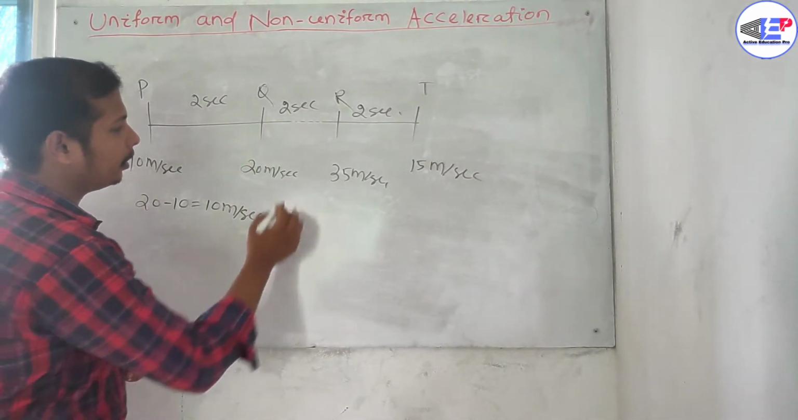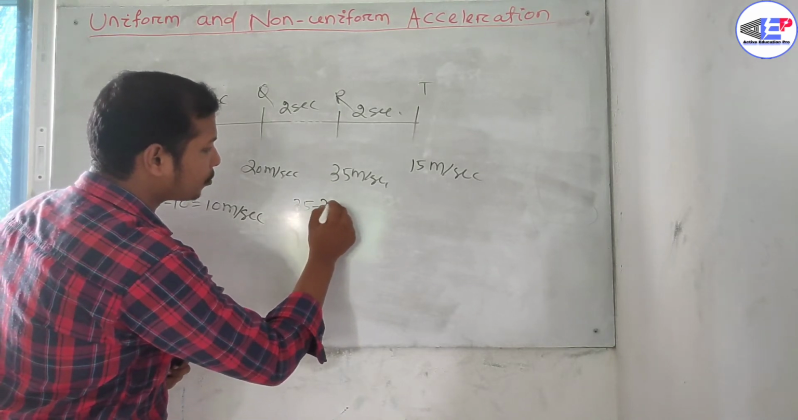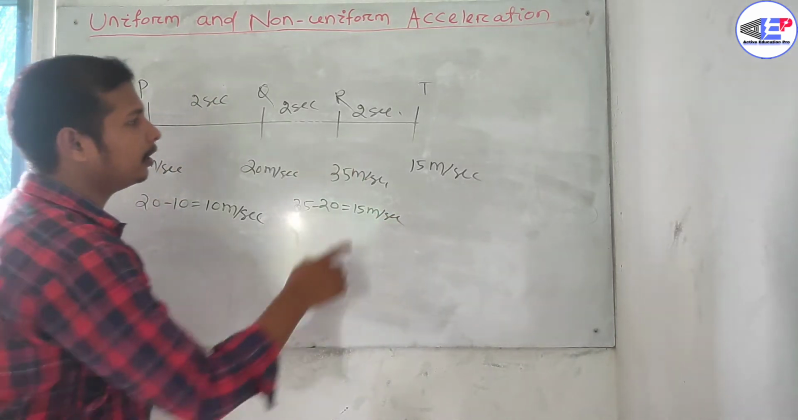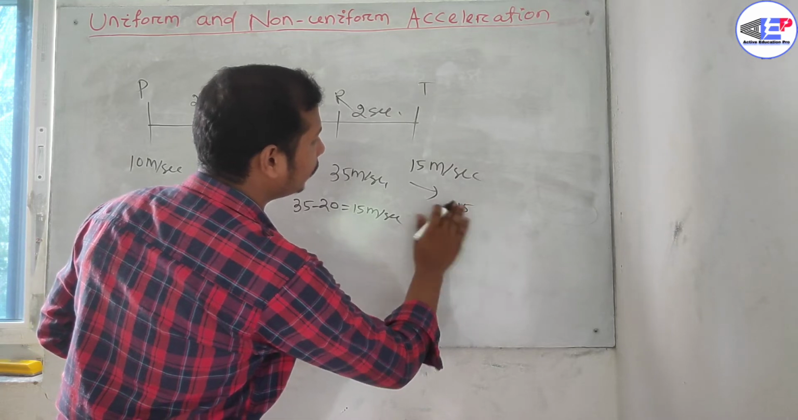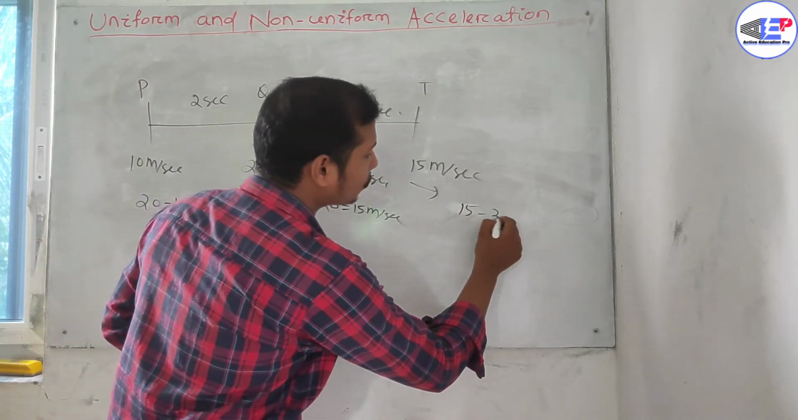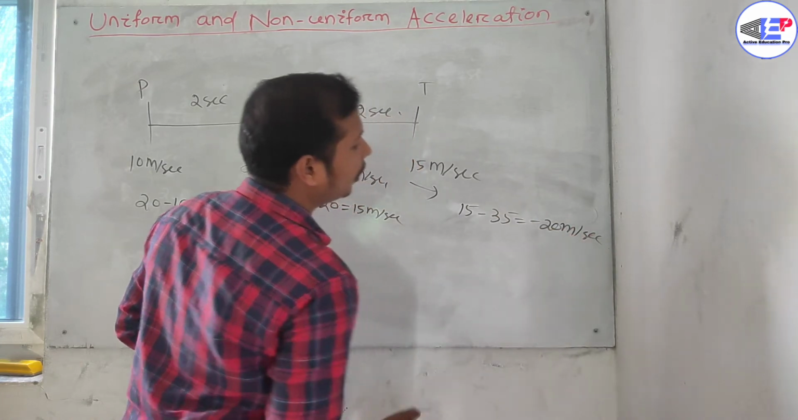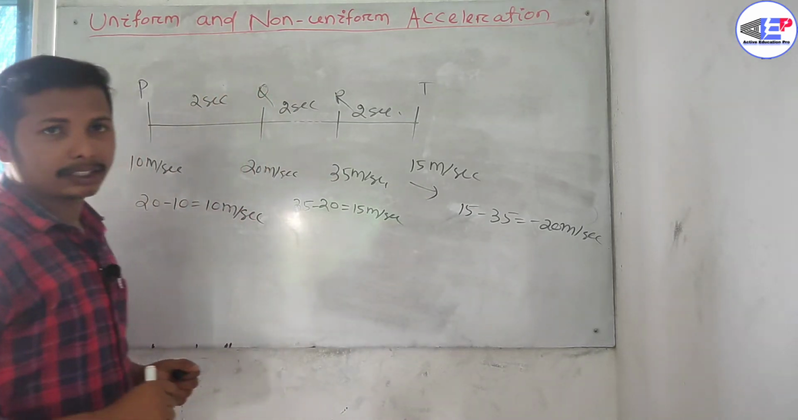In segment QR, its change in velocity is 35 minus 20, which is 15 meter per second. In segment RT, its change in velocity is 15 minus 35, that is minus 20 meter per second. Here the change in velocity is negative, as its velocity is decreasing.